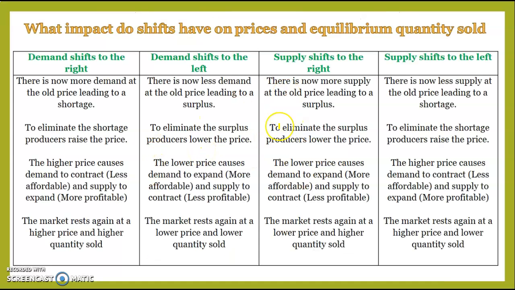So there are essentially four shifts that can occur. When demand shifts to the right, you end up with more demand at the old price, which leads to a shortage.